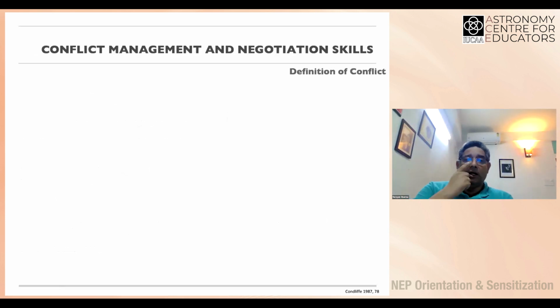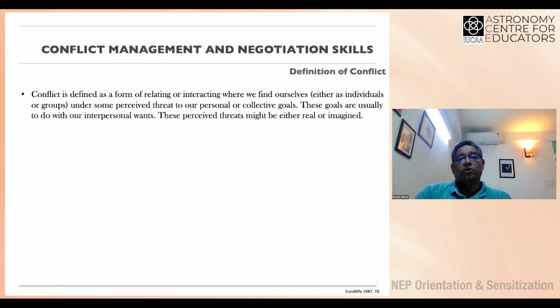Another very important soft skill that I think is important is conflict management and negotiation skill. So what is conflict? Conflict is defined as a form of relating or interacting where we find ourselves, either as individuals or groups, under some perceived threat to our personal or collective goal. These goals are usually to do with our interpersonal wants, and this perceived threat might be either real or imagined.